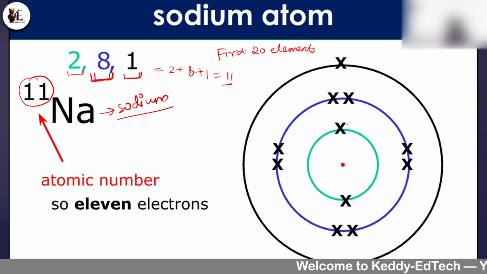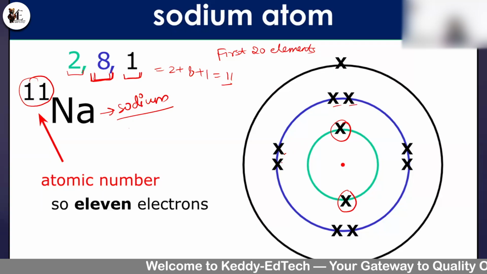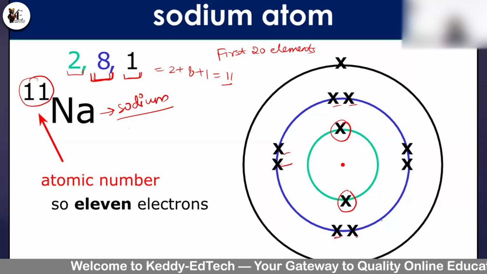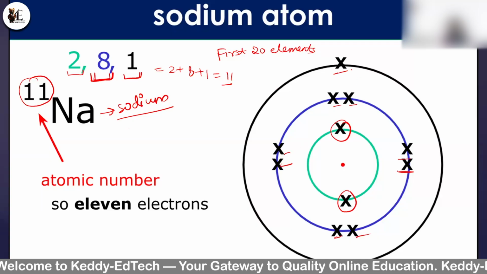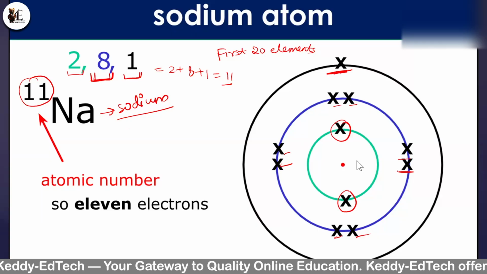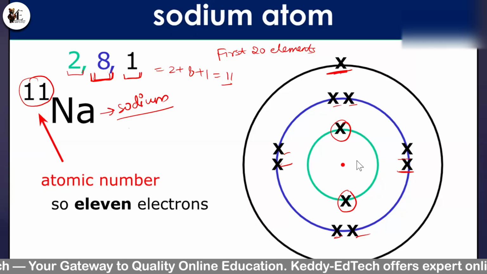So see the structure of the atom. In the first shell, 2 electrons. In the second shell, 1, 2, 3, 4, 5, 6, 7, 8 electrons. And in the third shell, 1 electron. Clear? Okay. Write it down.